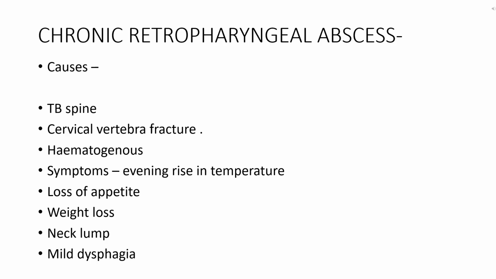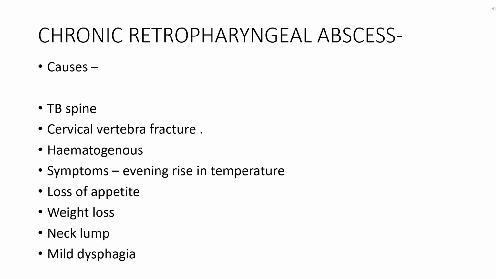Okay, it can be of anywhere, but it is commonly seen that TB spine, also known as Pott spine, or other causes are cervical vertebrae fracture, and the route of infection can also be hematogenous. Okay, the infection is coming from the blood itself.